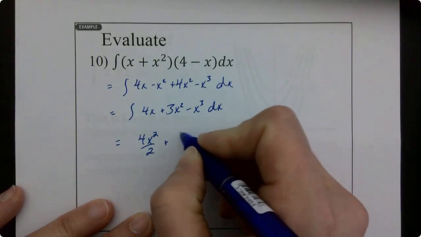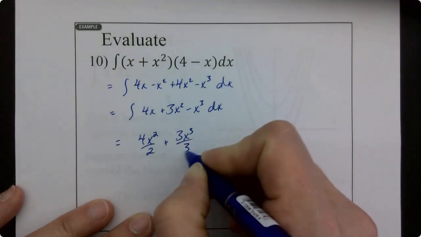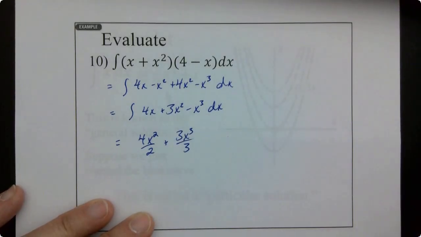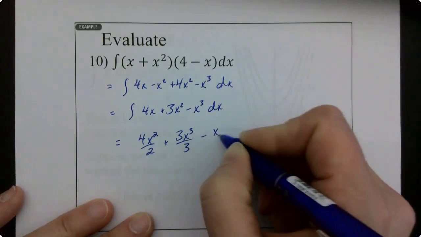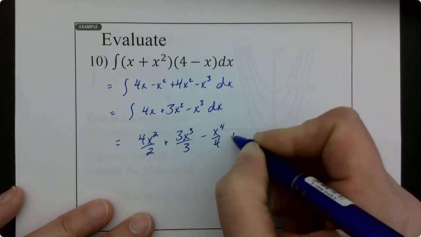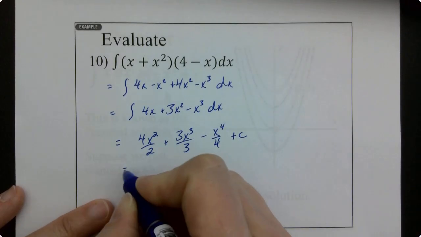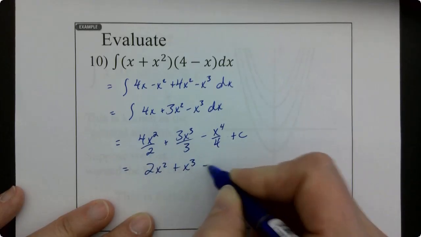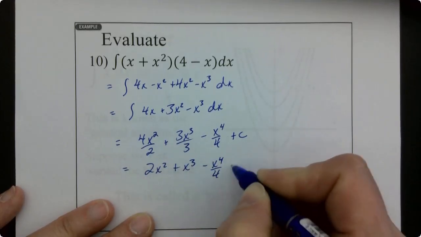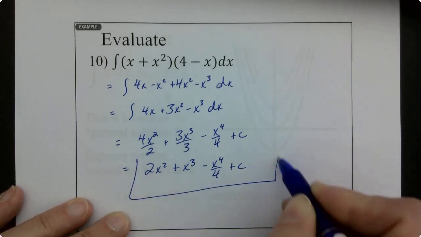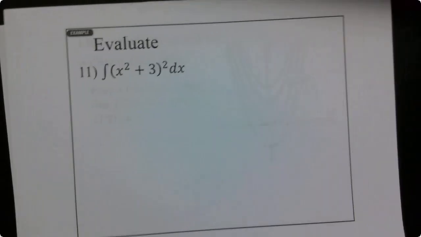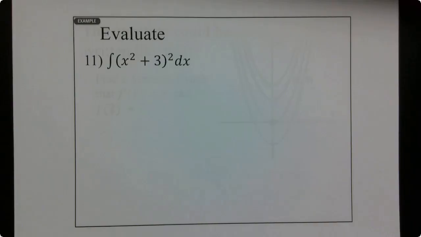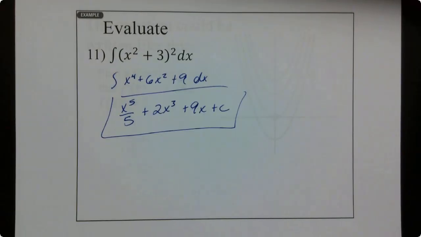Yeah, it's x cubed, or if you want to do the whole thing, 3x cubed divided by 3, and the antiderivative of x to the 3rd. Yes, Bailey, x to the 4th divided by 4. And then now we're adding the plus c. If you simplify that, that's going to be 2x squared plus x cubed minus x to the 4th over 4, or 1/4 x to the 4th. Voila. Number 11 is pretty similar to number 10. All right, did you get that for number 11?